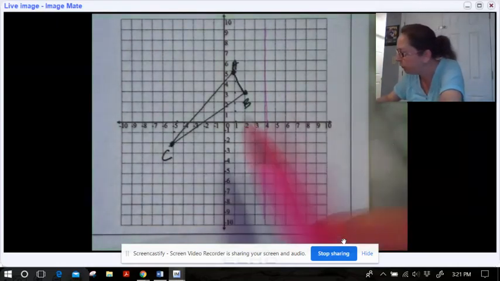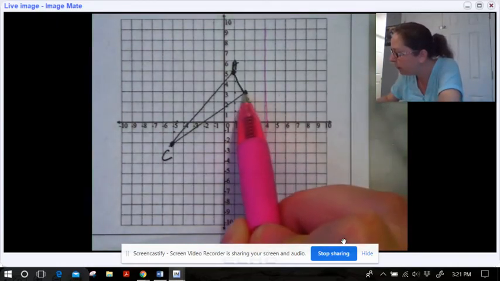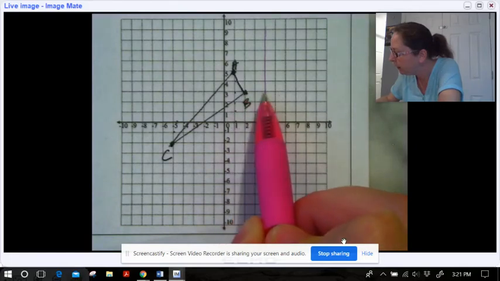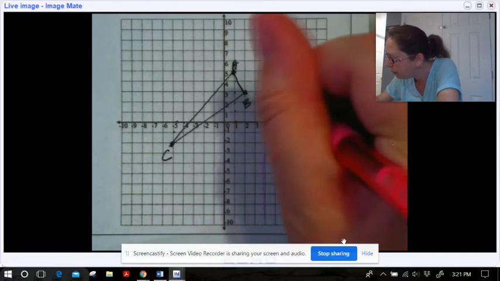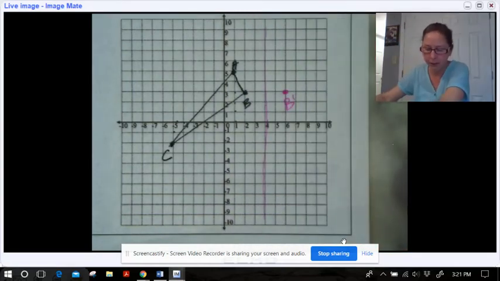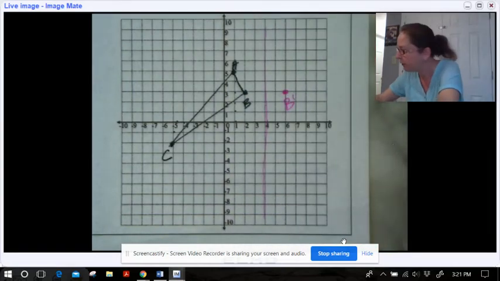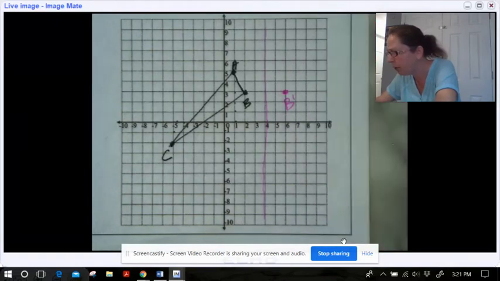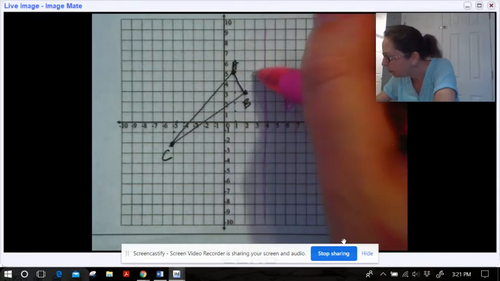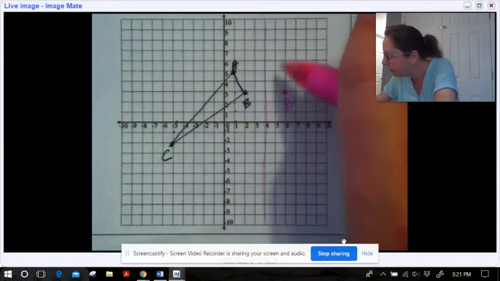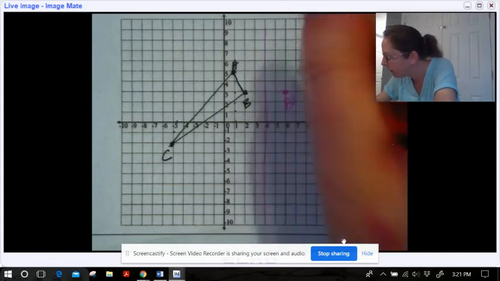I am going to reflect the point B, so go 2 to the line and then 2 to the other line. This is going to be B prime, all right? I'm going to do the same thing. I don't know why I'm calling them A, B, and C. They should be X, Y, and Z, okay? But A is going to go 1, 2, 3 to the line, and then 1, 2, 3 on the other side of it.